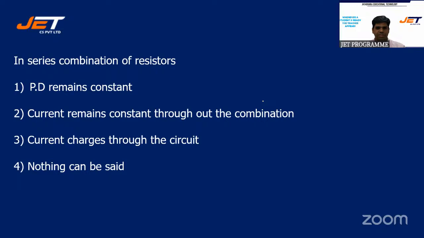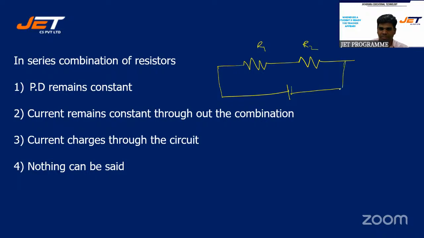So they are asking what happens in a series combination. Series combination of resistors, what happens? Is it potential difference which remains constant or current remains constant throughout the combination? Let's say there are two resistors in series, R1, R2, and the battery. The two are in series. Right? Why do I say they're in series?